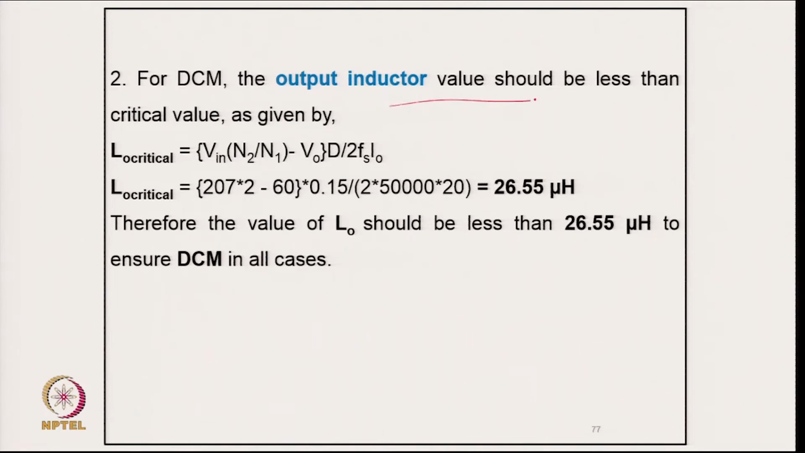So, for the DCM output inductor we can calculate from the critical value. So, from it comes 26.55. So, therefore, the L0 should be less than this value. So, we can select much lesser than this, maybe 25 or lesser than that in all cases.